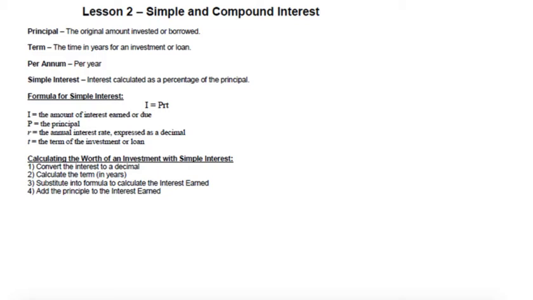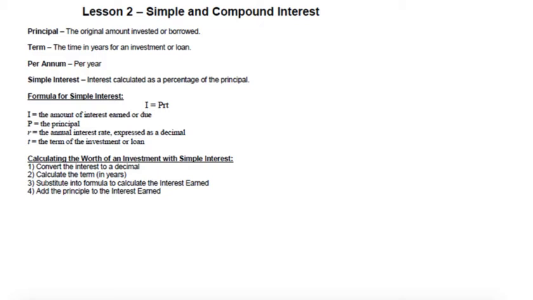Simple interest means it's interest calculated as a percentage of your principal. So it only deals with the amount of money you initially borrow or invest. So a formula for calculating simple interest is I equals PRT, where I is the amount of interest earned or the amount of interest you owe.